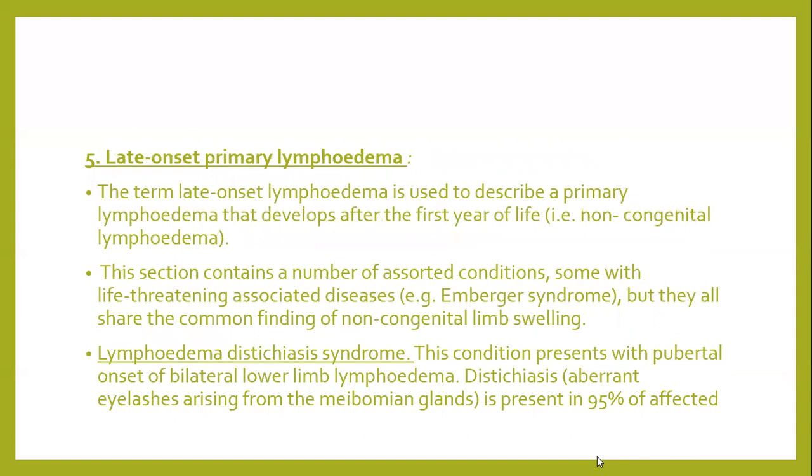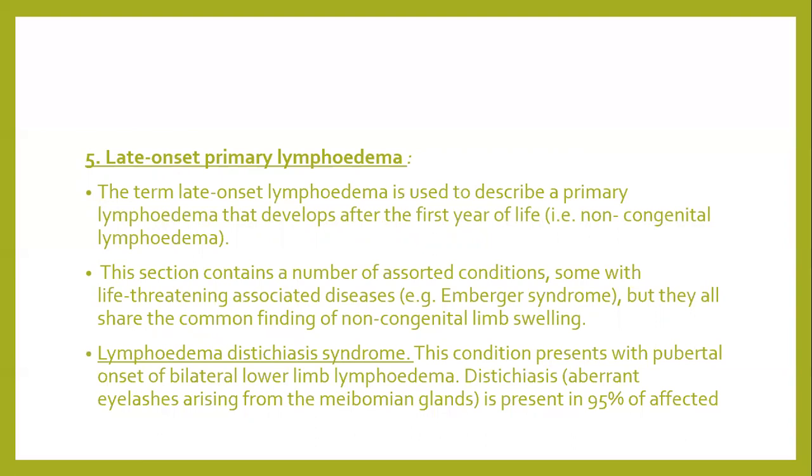Late onset primary lymphedema. The term late onset primary lymphedema is, as the name signifies, a primary lymphedema that develops after the first year of life. This section contains a number of assorted conditions, some of which may be life-threatening, like Emberger syndrome, but they all share the common finding of non-congenital limb swelling.